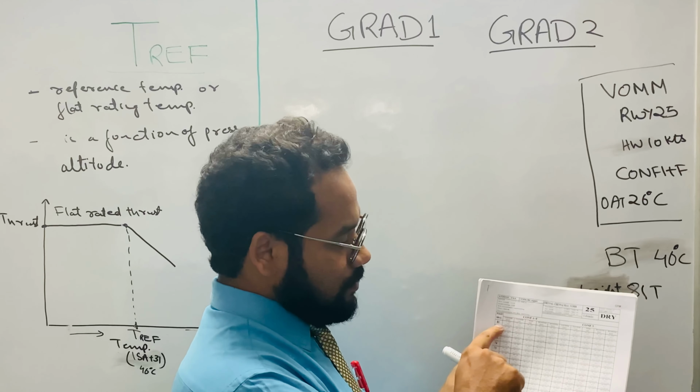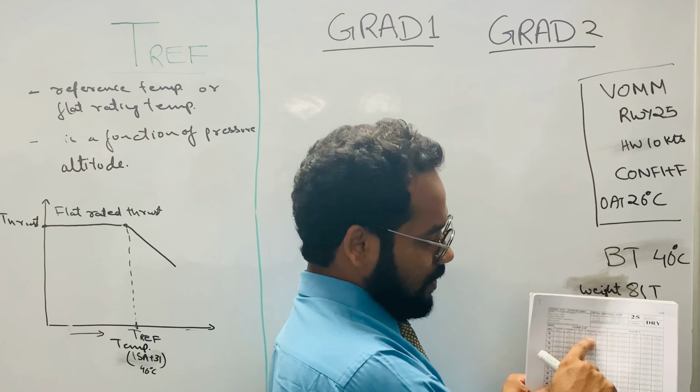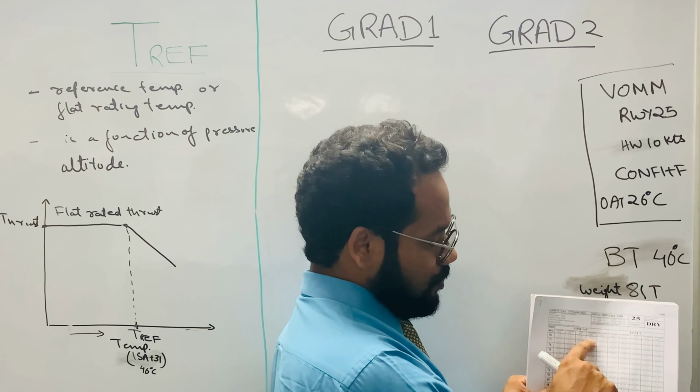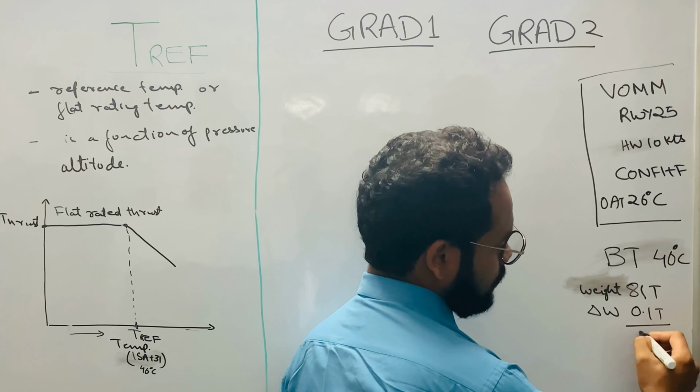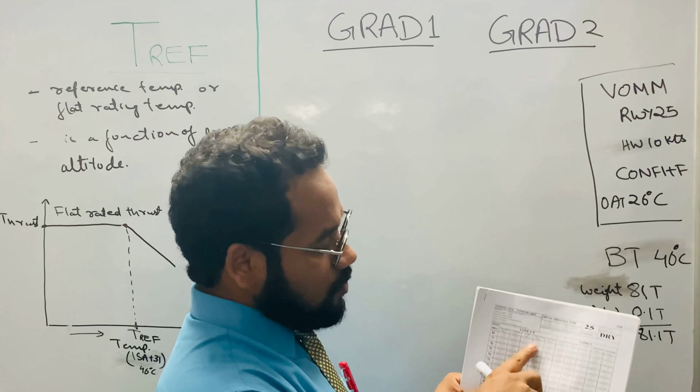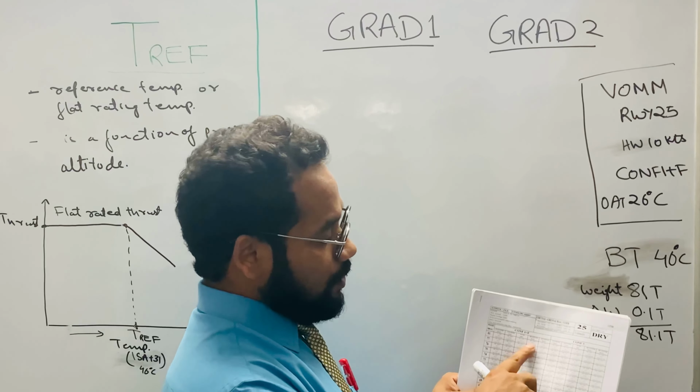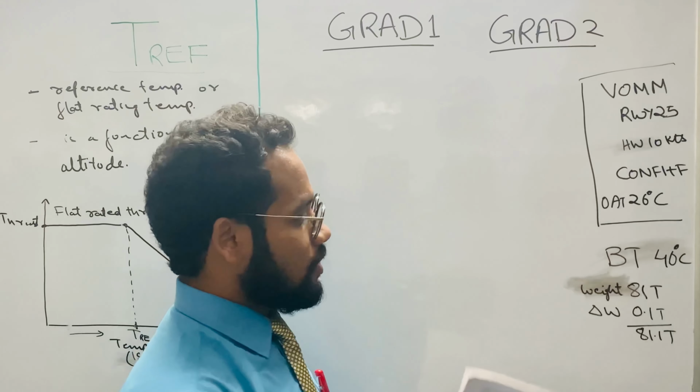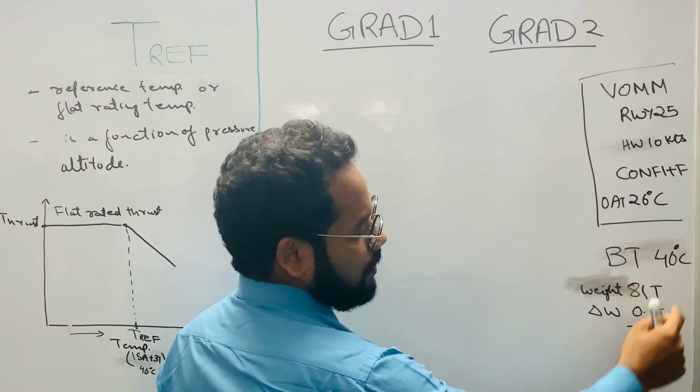If you see the box, the delta weight given here is 0.1 ton, so this becomes 81.1 tons. That means for 46 degrees Celsius temperature, the maximum weight possible as per this box is 81.1 tons. Now, this 81.1 ton is for 46 degrees Celsius, but today's OAT is not 46, it is 26 degrees Celsius. You have to find a weight which will correspond to 26 degrees Celsius. In order to find that weight, you have to go beyond this box. That means you have to extrapolate to find a particular weight which corresponds to 26 degrees Celsius. As of now, you know that for 46 degrees Celsius, the weight is 81.1 tons.